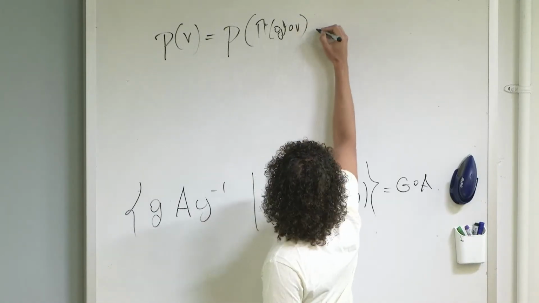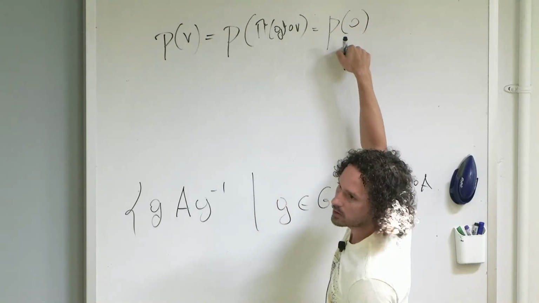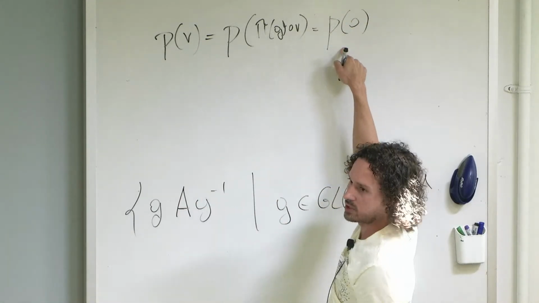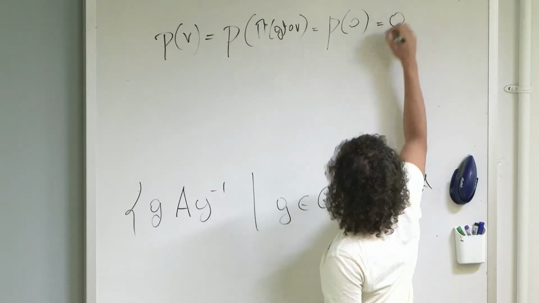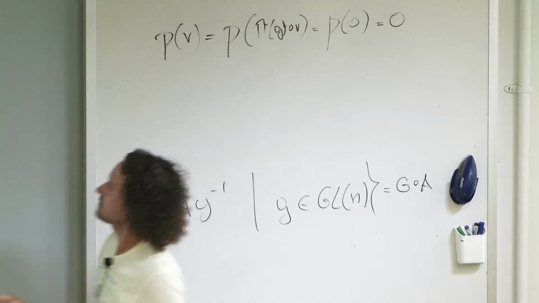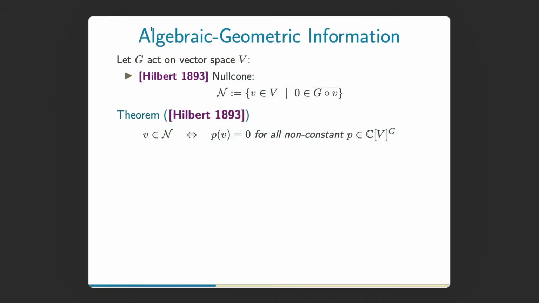Well, this is going to be, essentially in the limit, the same as P of 0. And if my polynomial is homogeneous, which all of those are, as you could see, they're always generated by homogeneous polynomials, then this is 0. So I know that if 0 is in the orbit closure, which means that I'm in the null cone, then I must vanish on all the invariants. Okay? And the other direction is the harder direction.